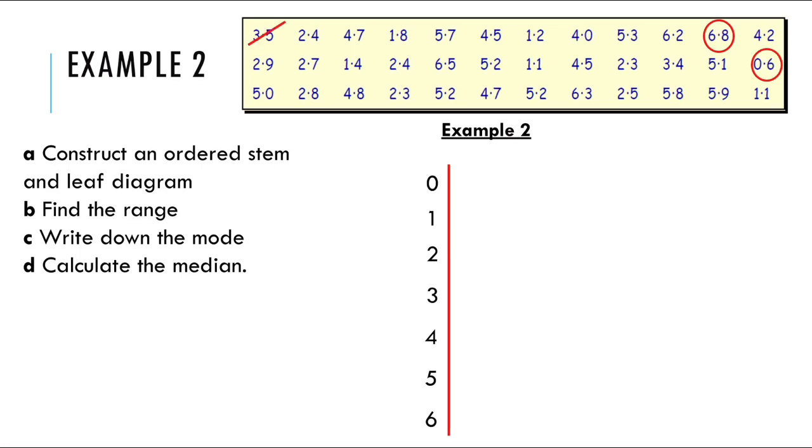So starting with 3.5, I'll just fill that in the 3 row. 2.4, I'll put a 4 in the 2 row. Notice how I'm not doing any decimal points at this stage. The key will tell the reader that there is a decimal involved in this, but just for now there should be no decimal points, okay? The 4.7, the 7 goes in the 4 row, 1.8, the 8 goes in the 1 row, and I'm just going to keep doing this, scoring out as I go along and trying not to make any mistakes at this point, okay?